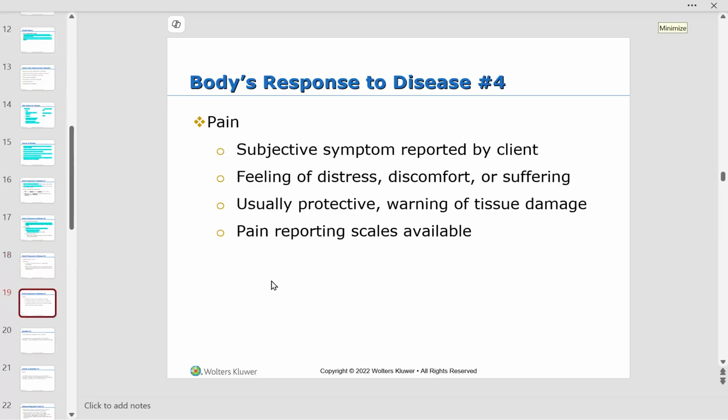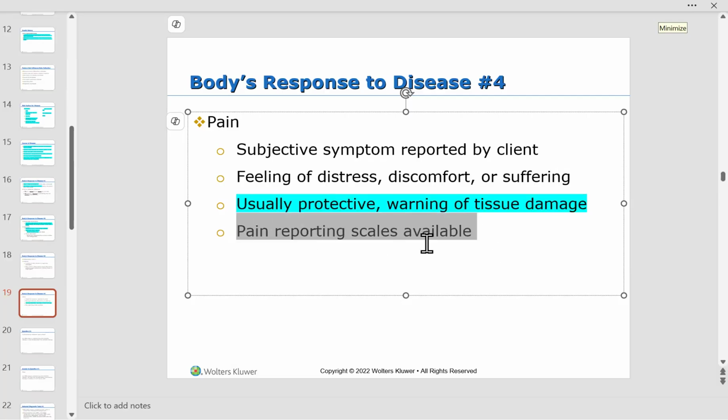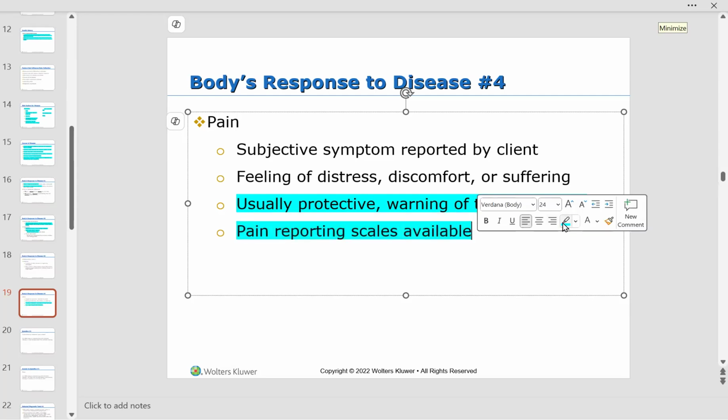Okay. We're going to do a separate one on pain, right? Because pain requires a whole PowerPoint of its own. But pain is protective. In other words, when something hurts, your body's saying, hey, don't hurt this anymore. And we will go over in that one the pain reporting scales, because there's the FLACC scale, the numerical scale, and the Wong-Baker Faces scale.